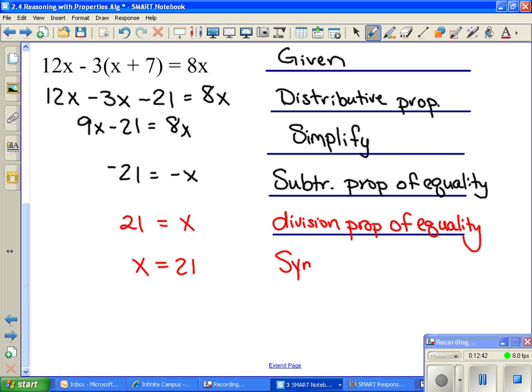Okay. Good. So now you're just realizing, hey, I'm using all these properties that I use in algebra. Kind of made sense to me. I just did it. But now these are the reasonings why you did it.